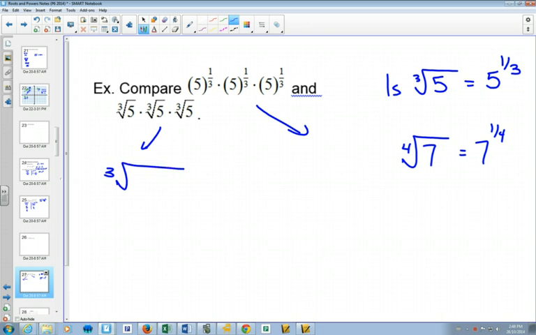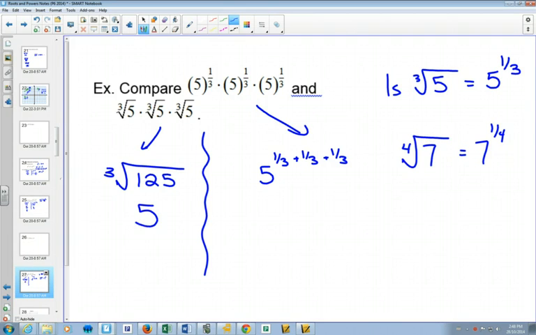What happens when you get 5 times 5 times 5? 125. And here, the bases are the same, so you could add the exponents. What is the cube root of 125? 5. And what happens when you get 1/3 plus 1/3 plus 1/3? You get 1, so 5 to the 1 is just 5. So they are the same.